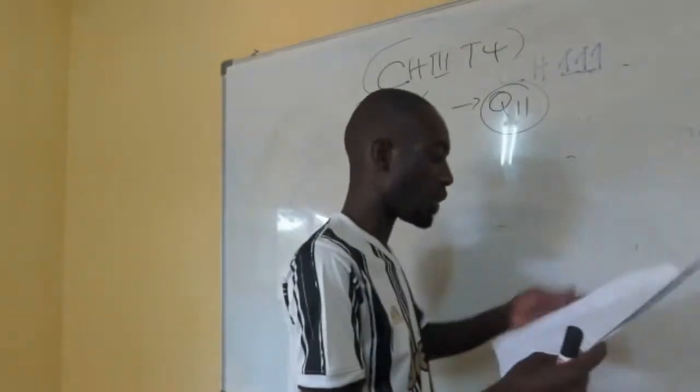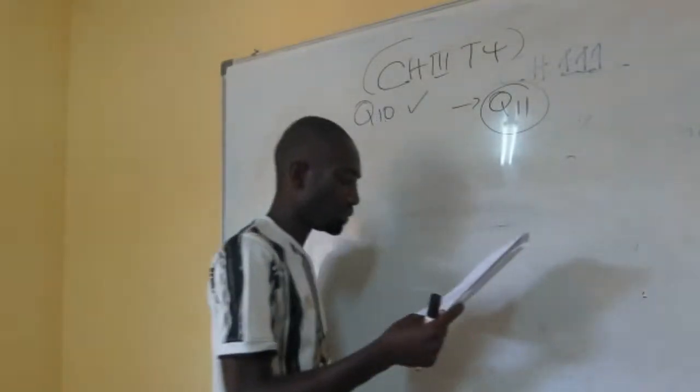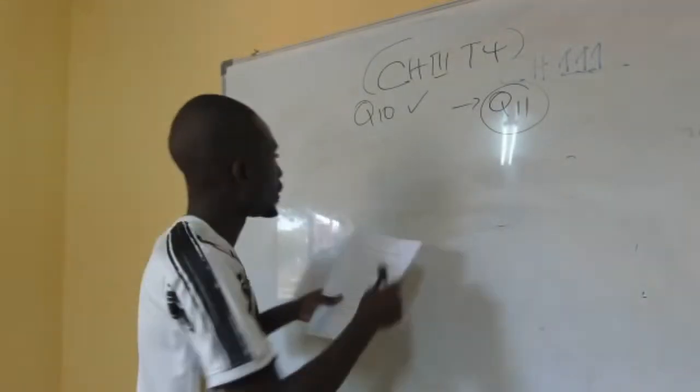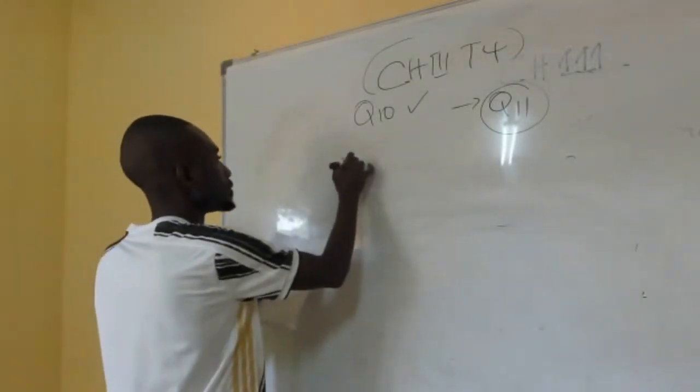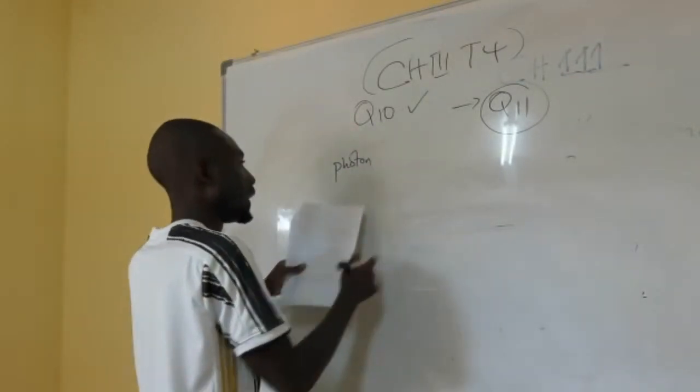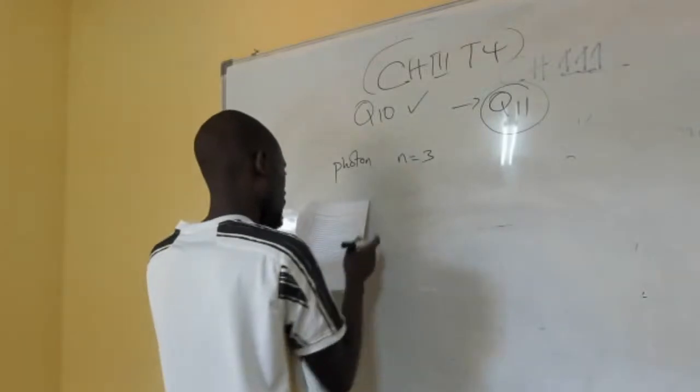What are they saying? Use the Rydberg equation to calculate the wavelength of the photon. So you have a photon which was initially at n equals 3.